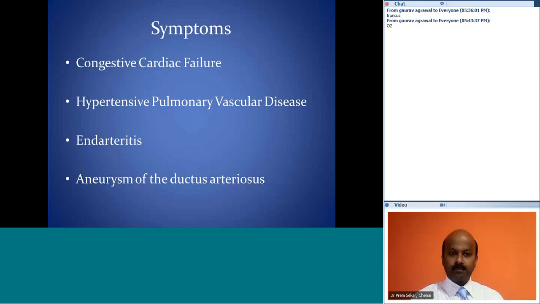It's reported in infants and neonates. Many a times resolving spontaneously. Sometimes in older patients post coil closure of PDA or infective endocarditis.